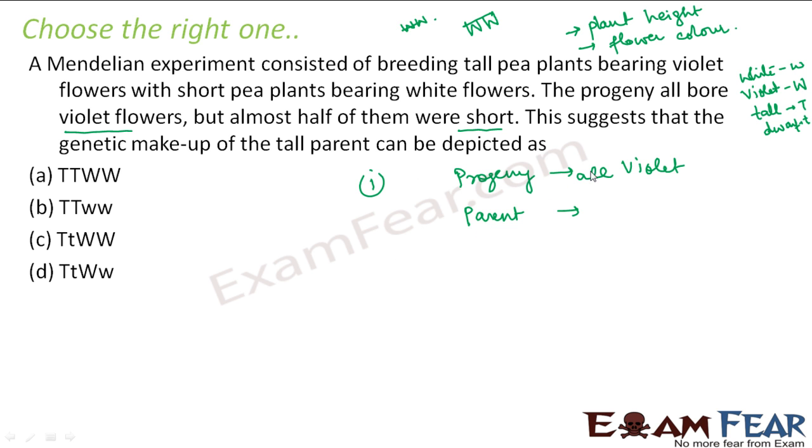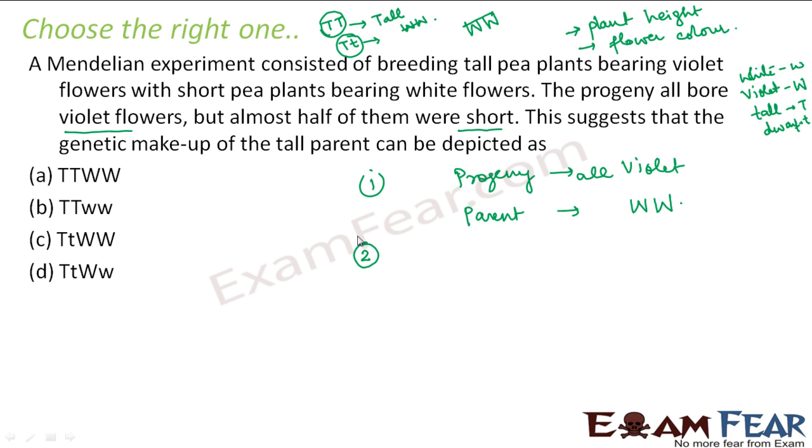Now if the progeny has all violet flowers, that means the parent is definitely homozygous violet. So the parent will have WW. Because in our previous topics, we saw that whenever the parent is homozygous tall, all the progeny is going to be tall. But if the parent is heterozygous tall, in that case the progeny will have a mixture of tall and short plants. Similar is the case here. Here the progeny is all violet, that means the parent is homozygous violet.